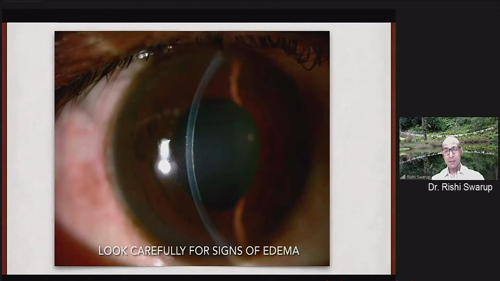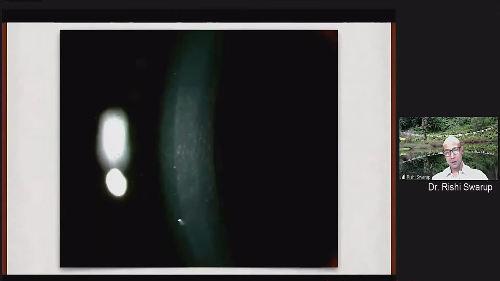And why is that important? Because stromal edema comes before epithelial edema in endothelial decompensation. So you want to look for early endothelial decompensation by looking at the thickness of the stroma. There you go. You can see these arrows representing the same thing.